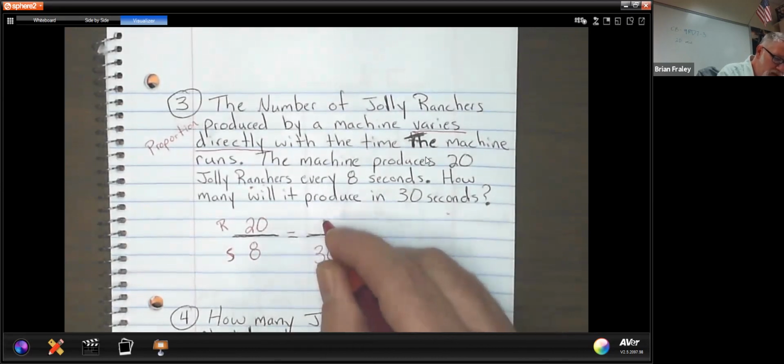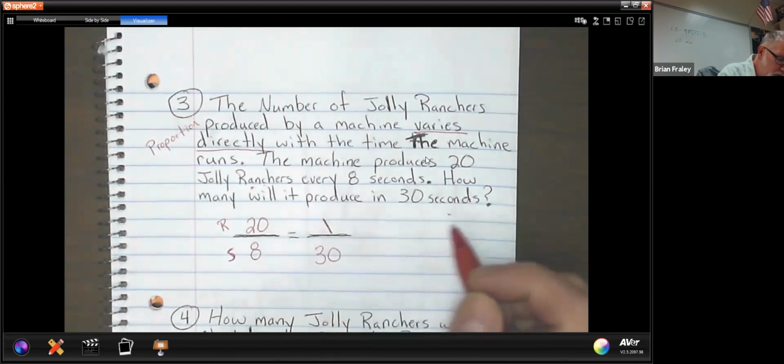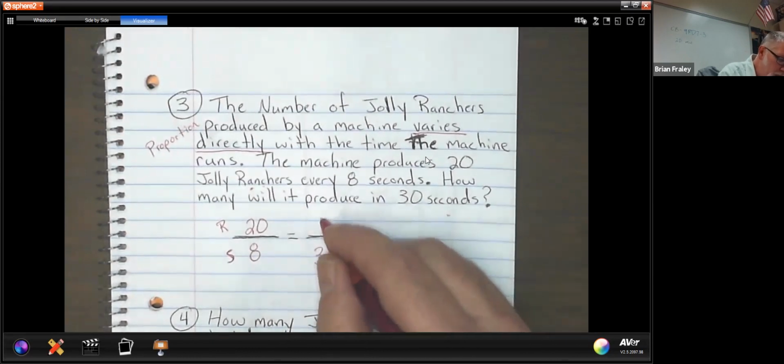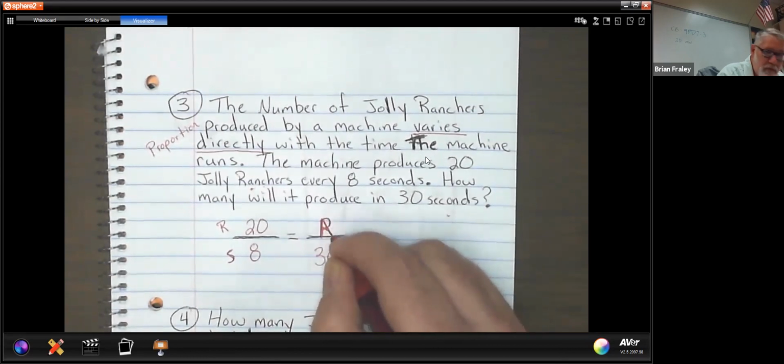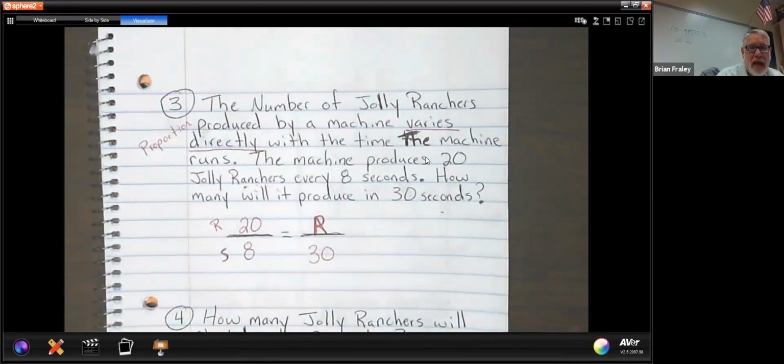And then we don't know what this is. So let's put Y, because that is what... let's just put X for right now. Actually, doesn't matter. We'll put R for Ranchers. That way we know what we're finding. Okay? So now I'm going to look for my scale factor.